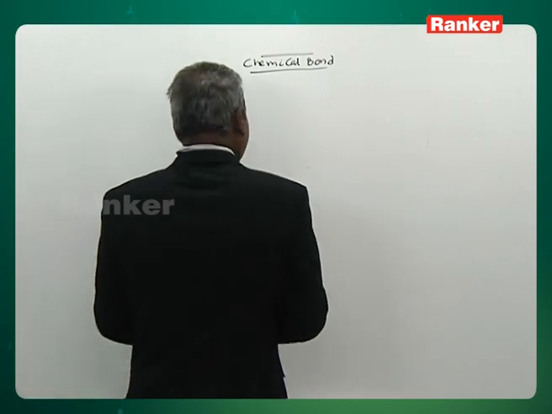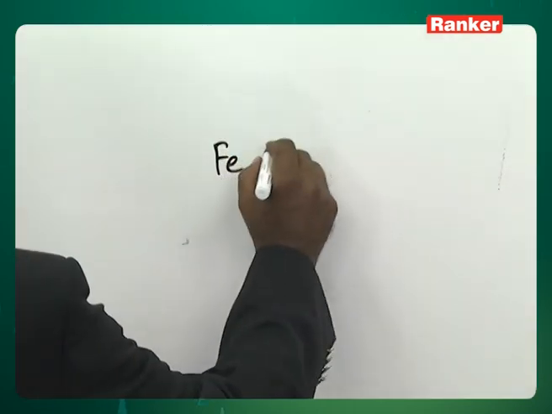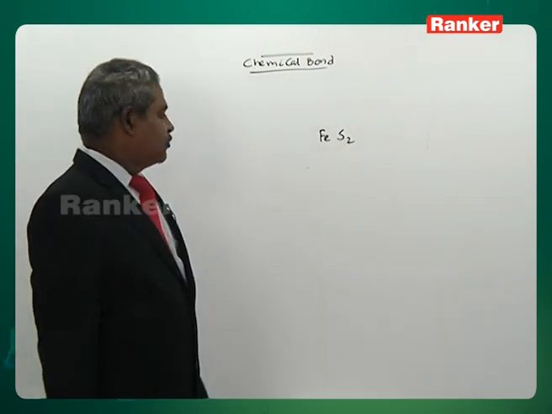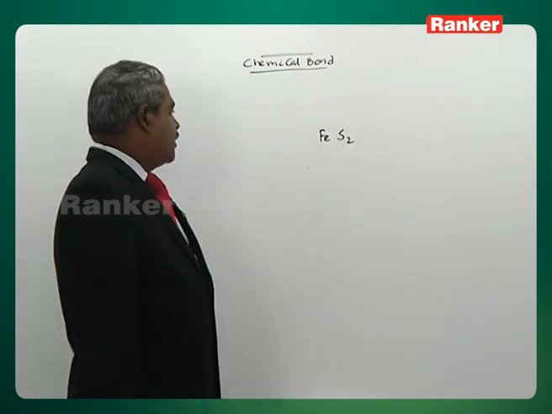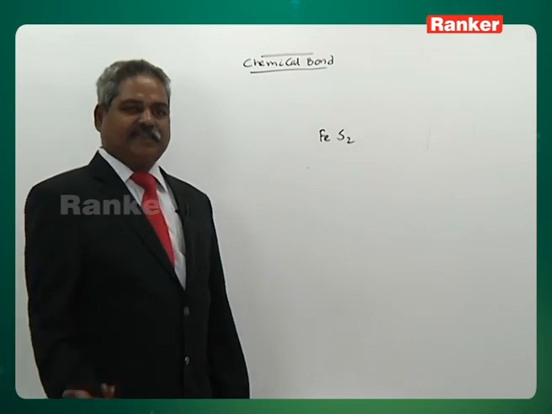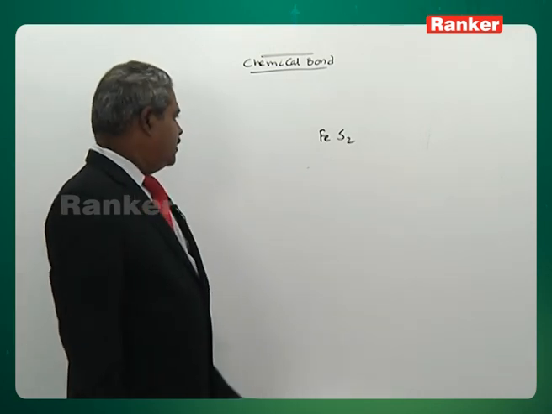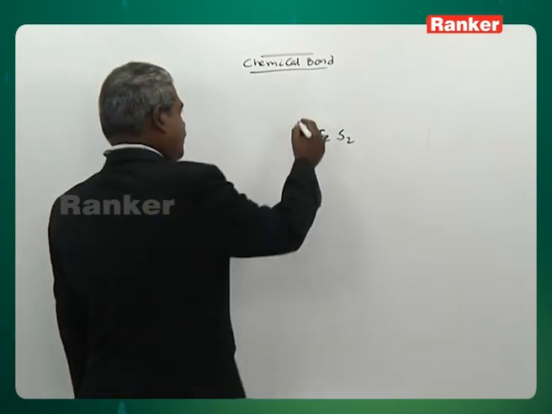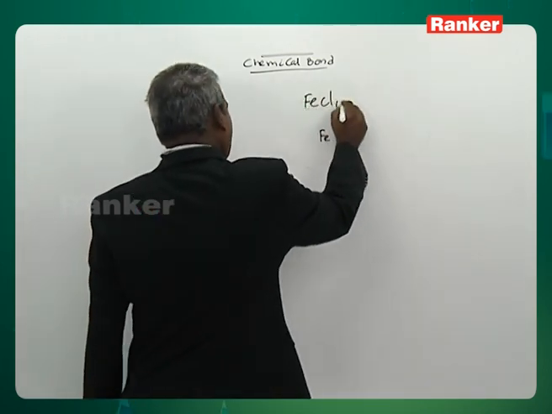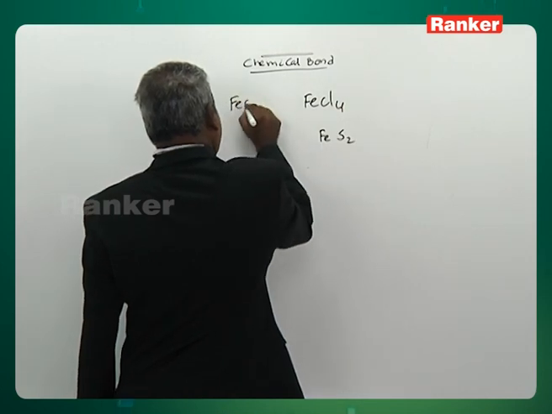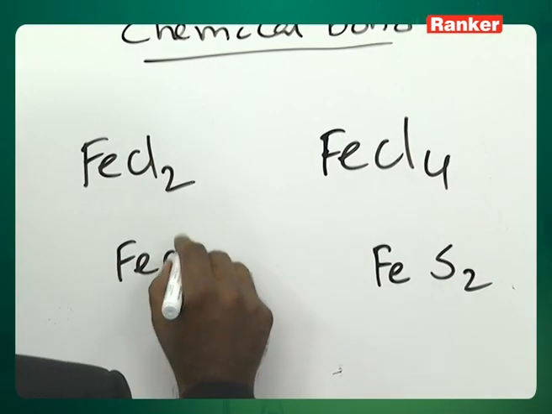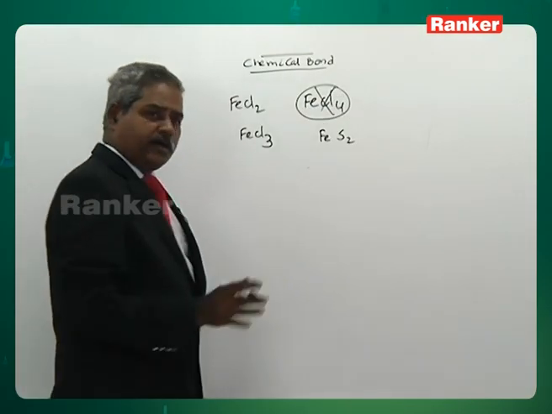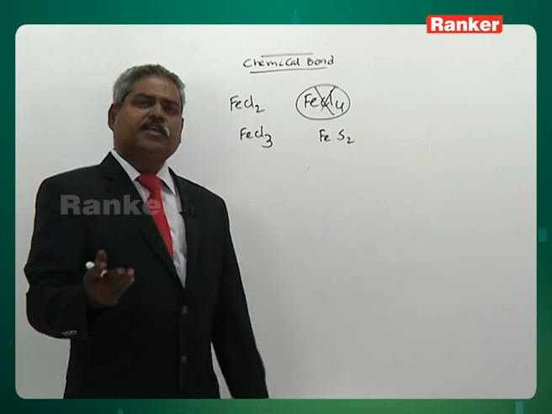Because FeS2, this is ferrous persulfide. How to know? Generally, iron is either plus 2 or plus 3, ferrous or ferric iron. Usually, everybody knows iron is either plus 2 or plus 3. Ever heard of a compound called FeCl4? You must have very often heard FeCl2, FeCl3, but FeCl4 is not heard of. You haven't heard about FeCl4 because it is not there.